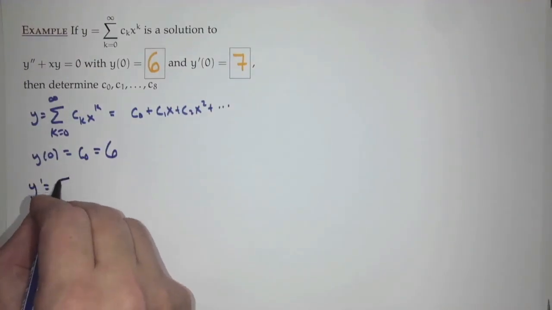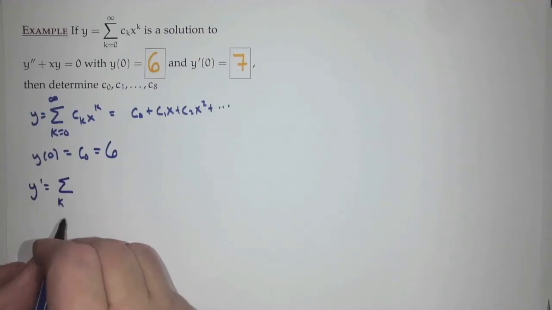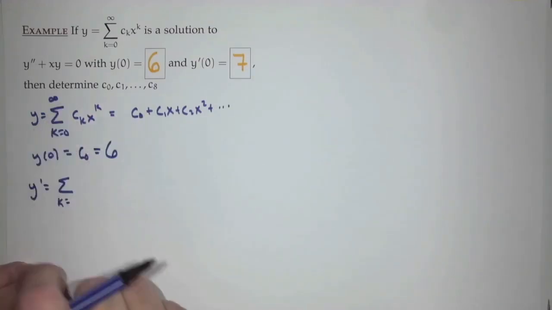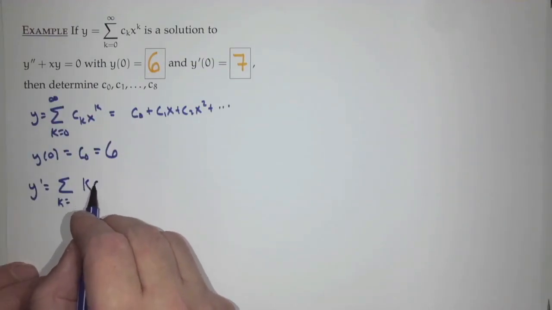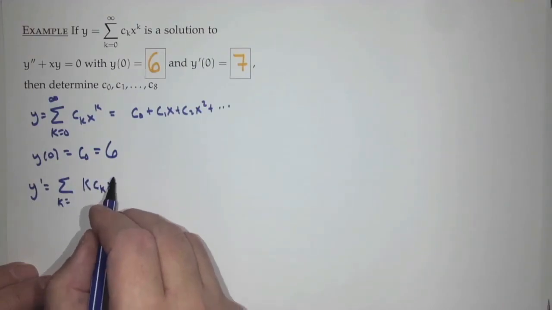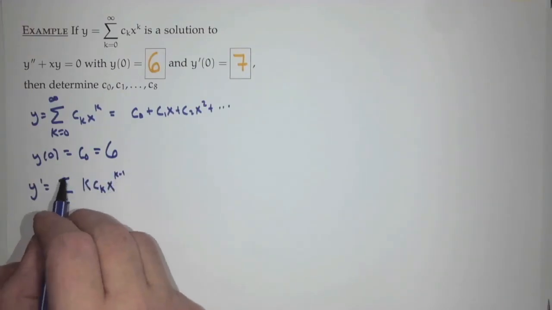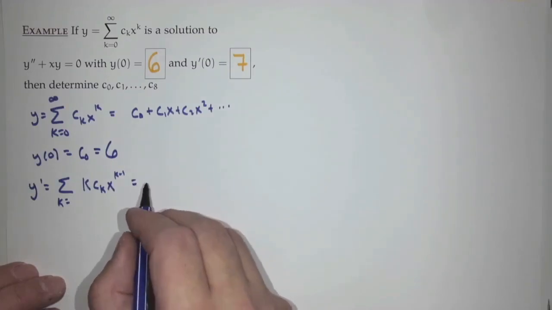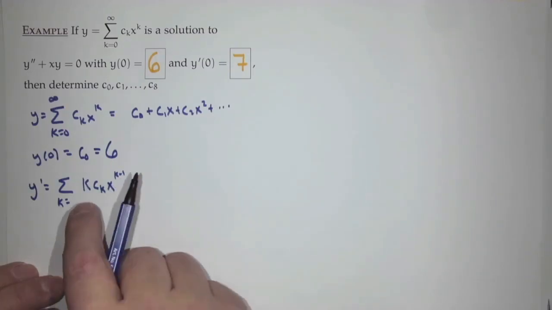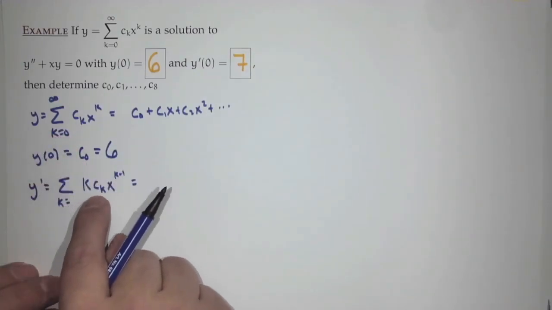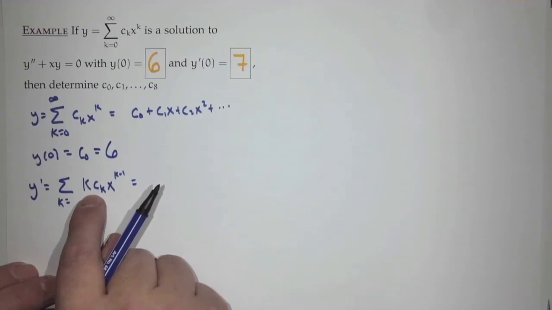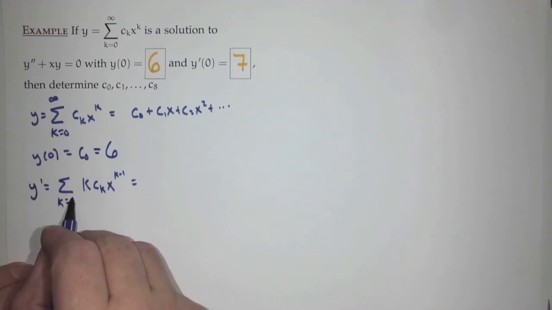Well, what is y prime? Let's write it as this sum. So what's the derivative here? All right, the k comes down, ck x to the power k minus 1. Now, if you were to write this, the first term, see how we start at k equals 0? If I put k equals 0 here, what comes out? You get 0 automatically. So instead of starting at 0, we can start at 1.